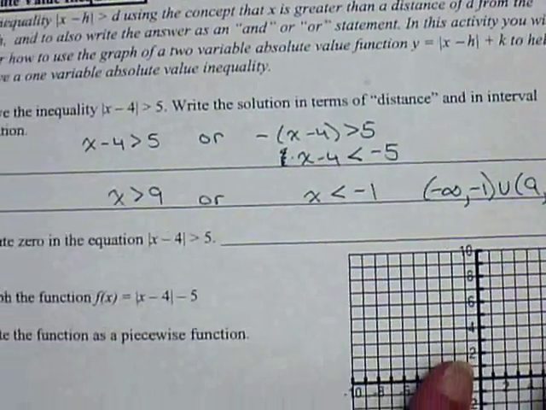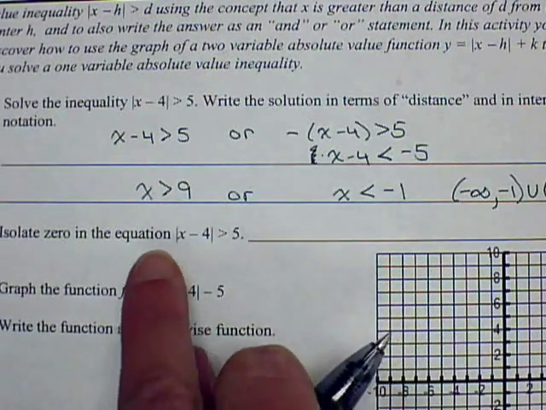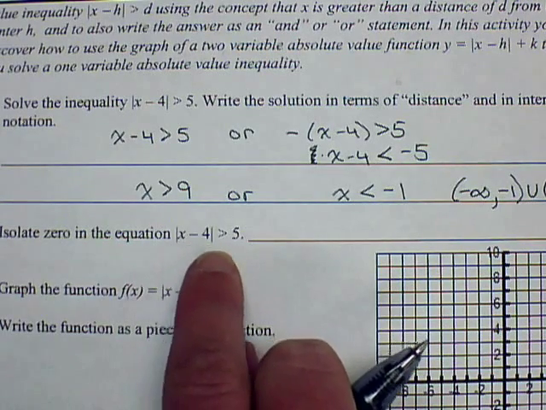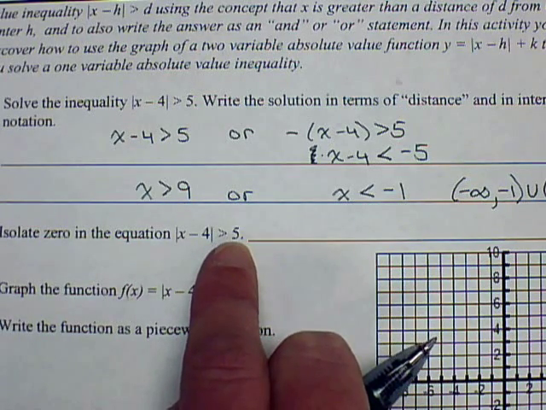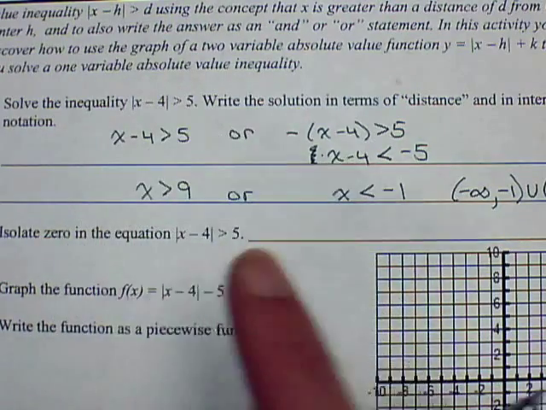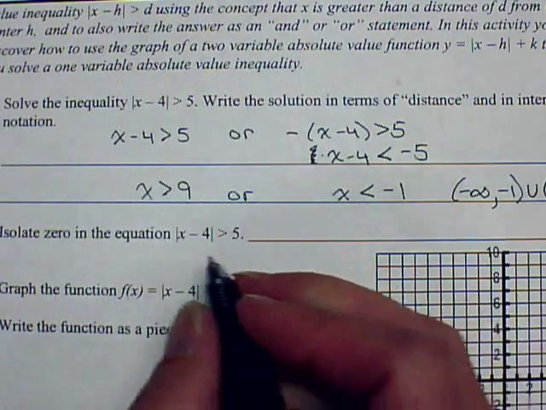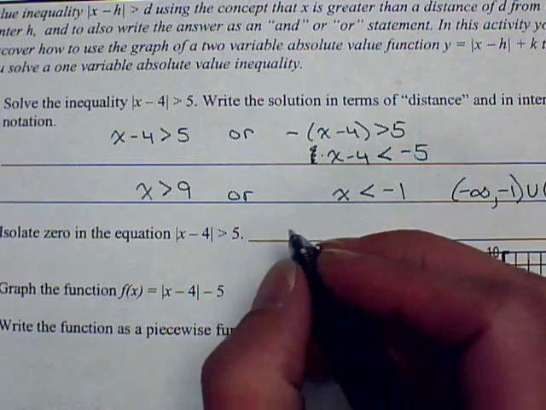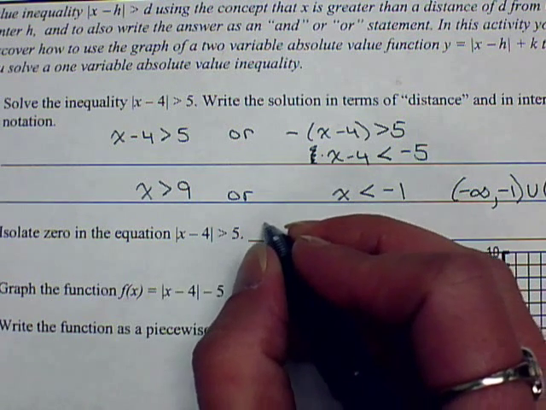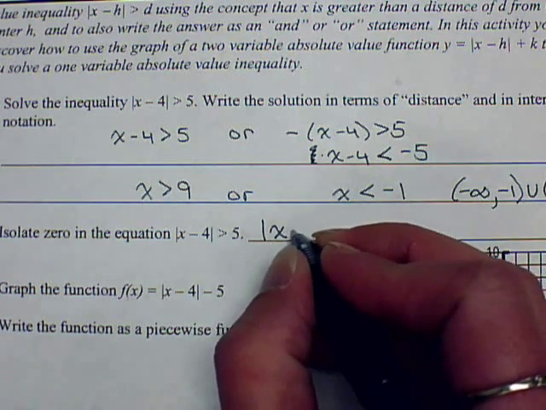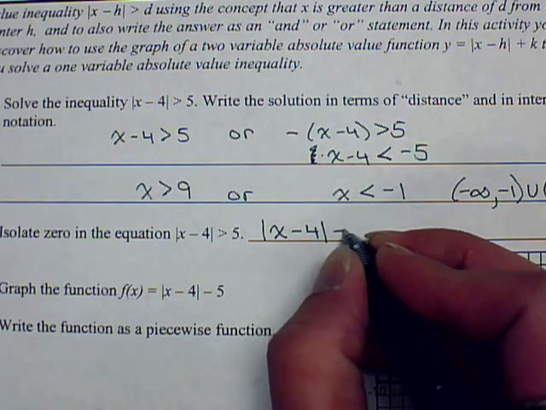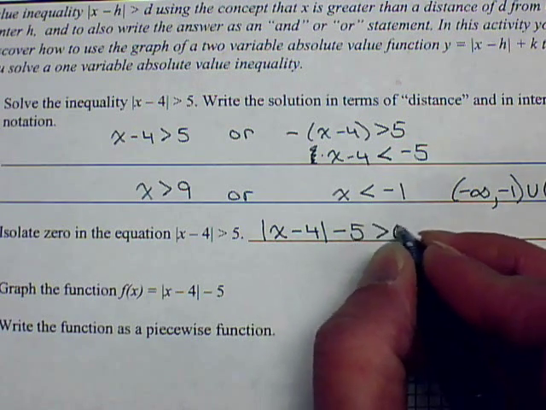Now, here's the fun part. Let's see if we can get 0 on one side of that inequality. Okay, this is the same one we just did. If I get 0 on one side, I can do that by subtracting the 5. So I get the absolute value of x minus 4, minus 5, is greater than 0.